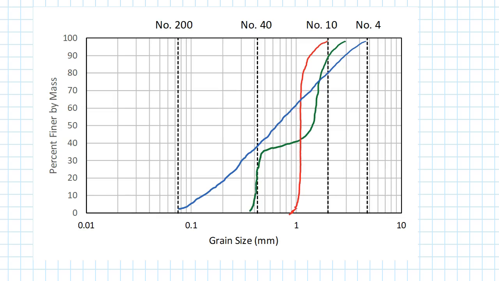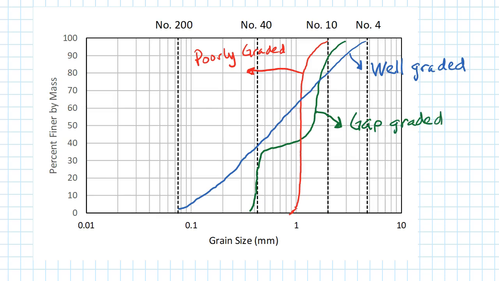Visually, we can see that the blue line has grain size distributions over a broad range, and so we would expect this to be a well-graded soil. The red line has very few grain sizes in this soil, and so we expect that to be poorly graded. And the green curve predominantly has 2 sizes of grains, so we would call this a gap graded soil. It also is a poorly graded soil.